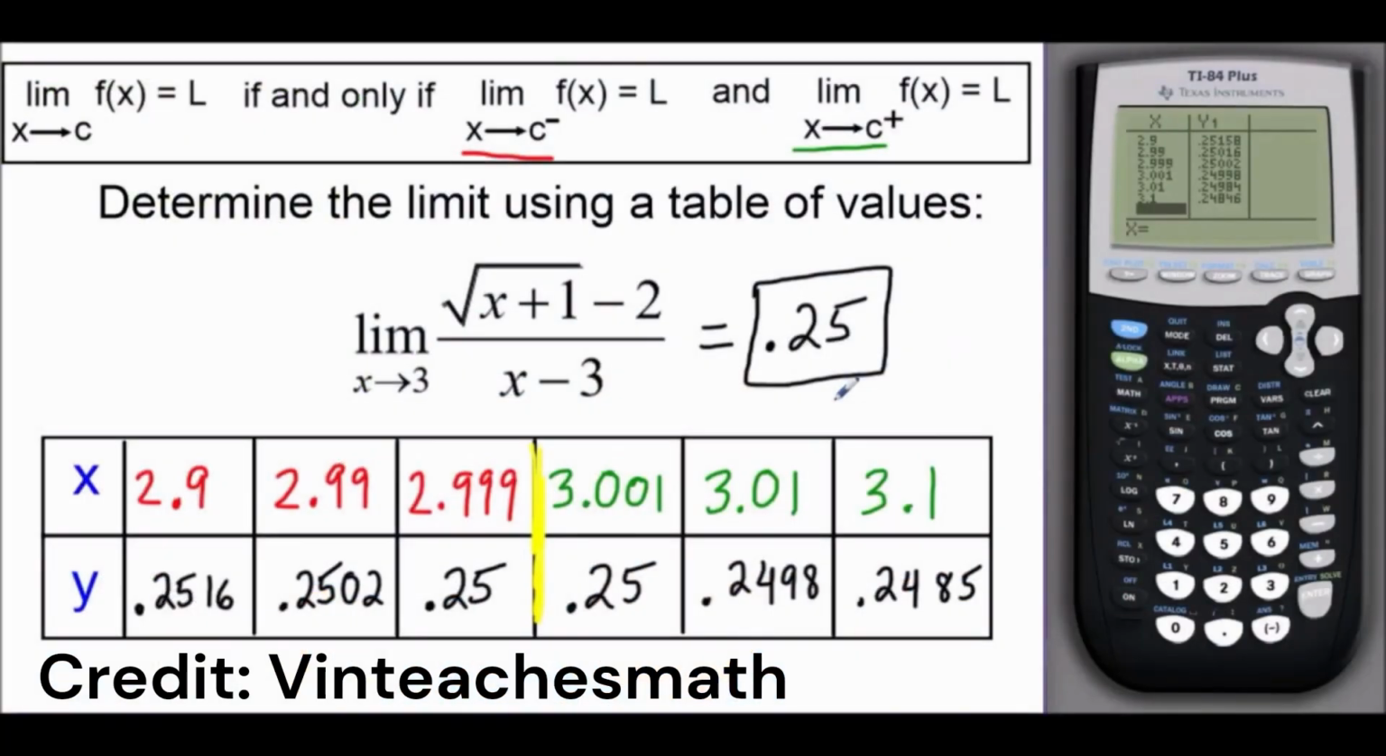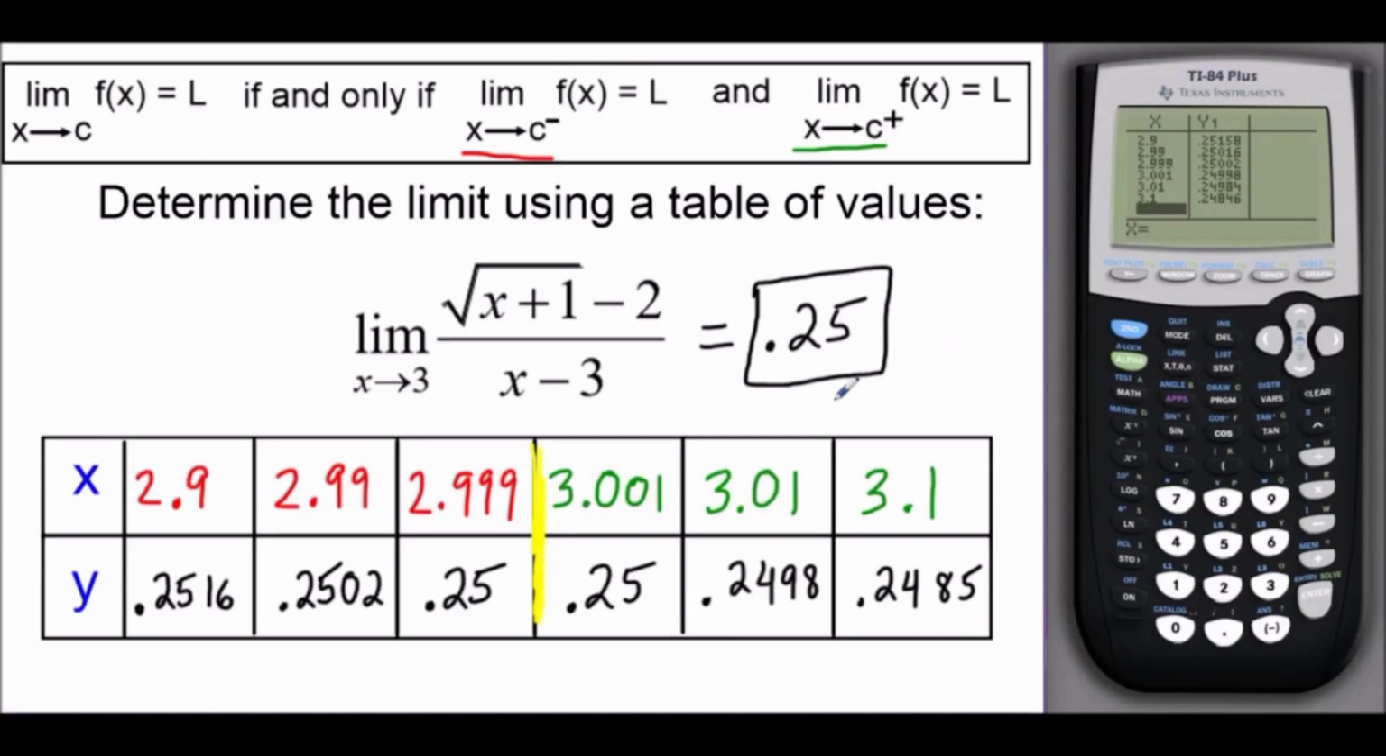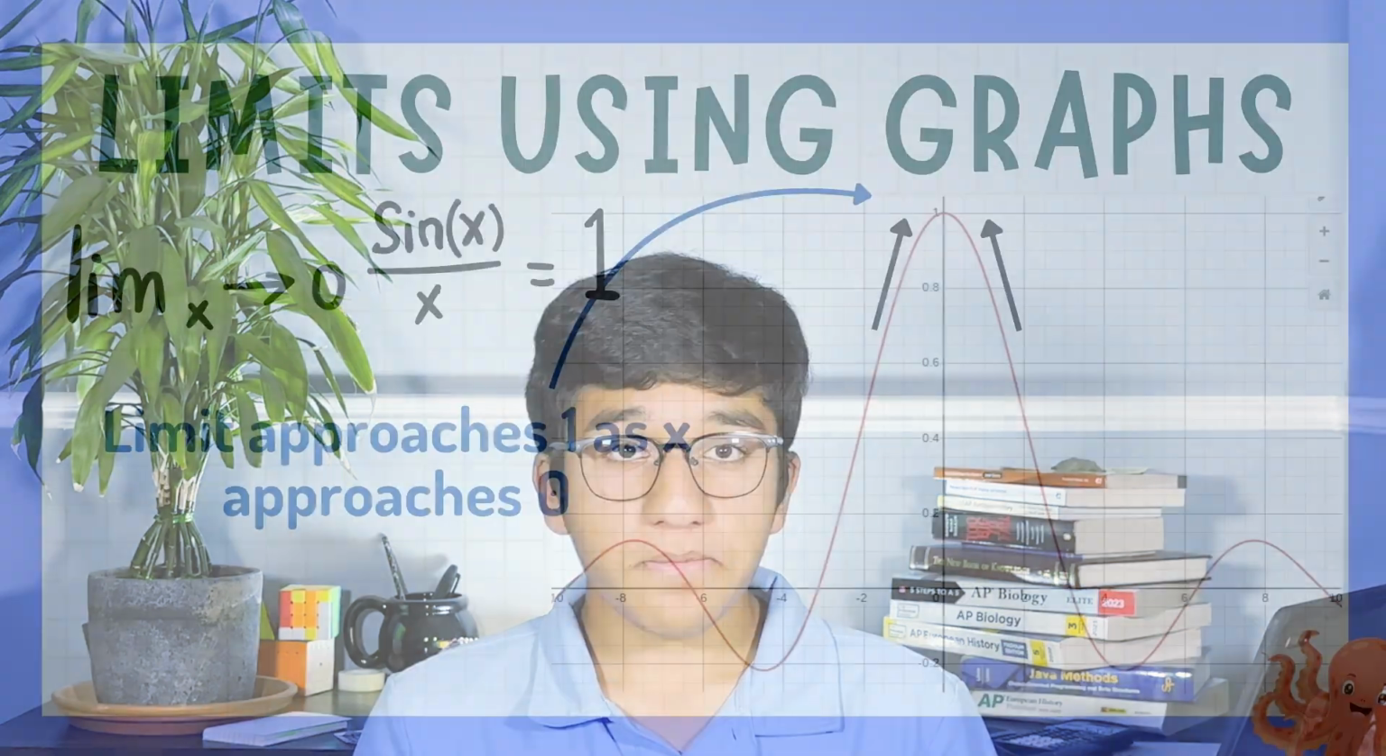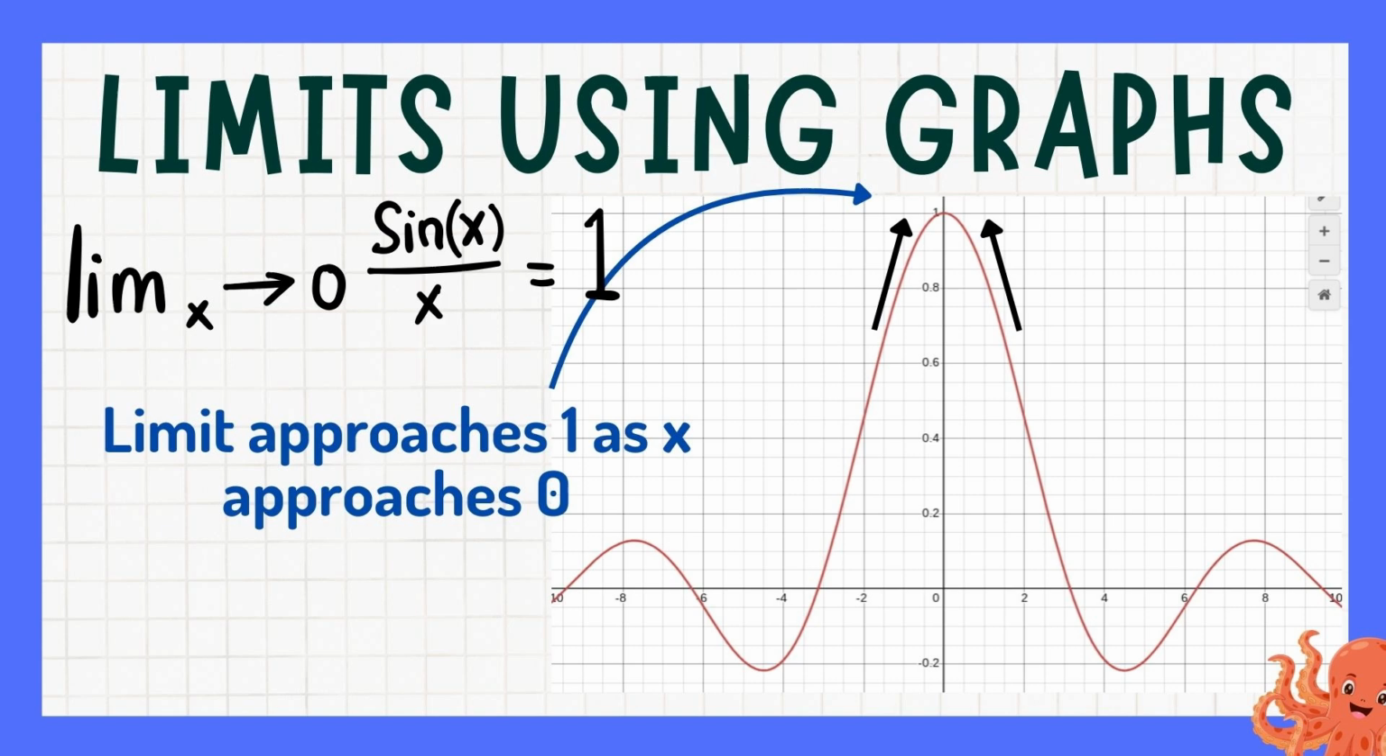For example, with a table, you just see the value that the function approaches as it approaches a certain x value from both sides, like this. You can also find a limit using a graph. With a graph, you just see the function value as the x value approaches a certain value. Like with this function. This function is called the octopus function.